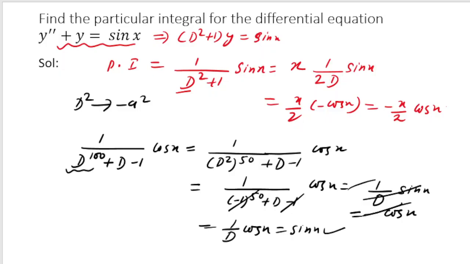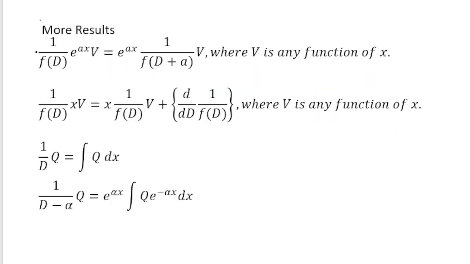So I hope till now there is no confusion or doubt in whatever I have discussed. So now let us look at some more results which we are going to use in the coming problems. One of the results is that 1 by f(D) of e to the power ax into v is equal to e to the power ax, 1 by f(D plus a), operating on v. So we operate 1 by f(D plus a) on v, where v is any function of x, right?